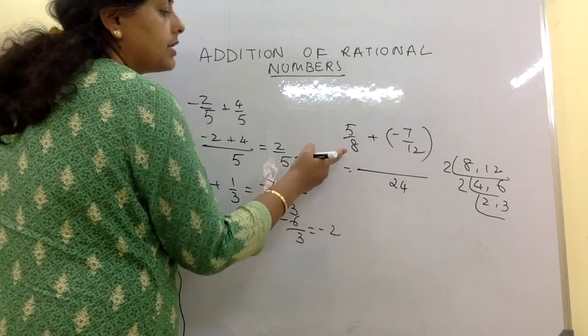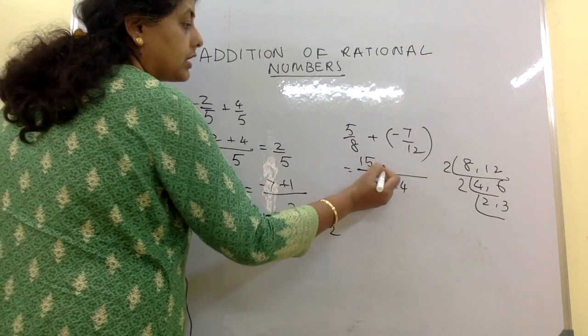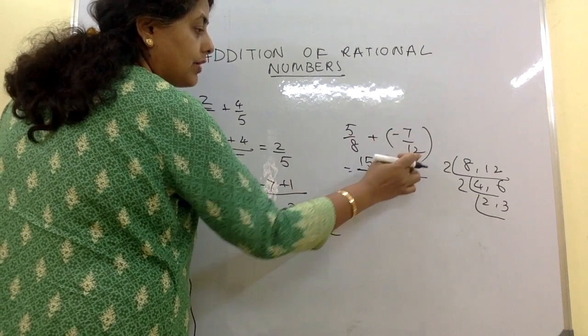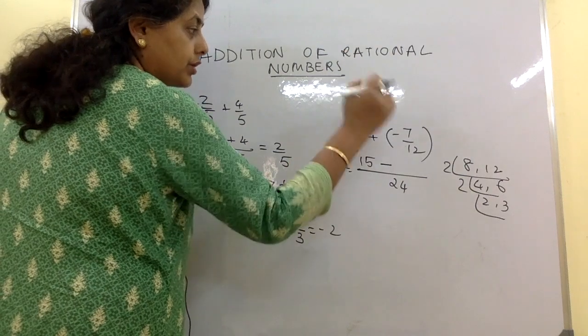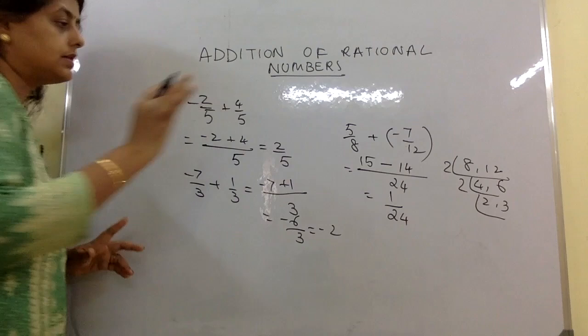24 is the LCM. 8 into 3 is 24, so 3 into 5, 15. Plus into minus, I'll need a minus sign here. 12 into 2 is 24. 2 into 7 is 14. 1 by 24 is my answer.